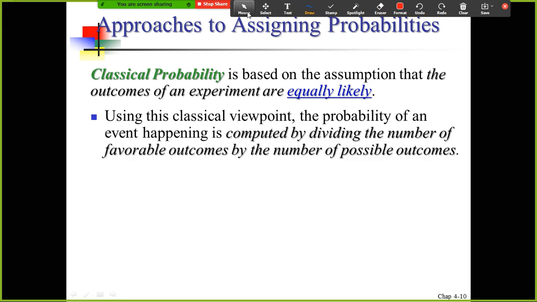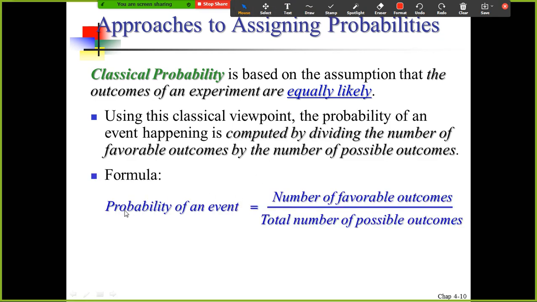So the formula is there. The probability of one event that we study equals the number of favorable outcomes divided by total possible outcomes. This is classical. For a practice example, you can go to your textbook on page 148. It's about a die.